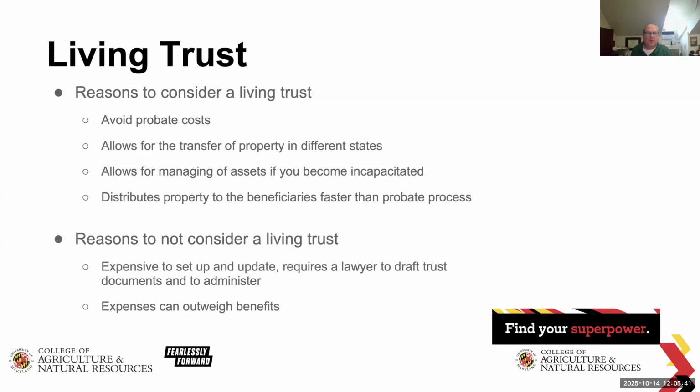If we have property in multiple states, it just allows for easier transfer because we can deal with it through the terms of the trust. If we're not doing it through that and we're going through a will, we have to probate the will in each state where you owned real property. We, like I said before, can manage assets if you become incapacitated, and typically we can distribute property to the beneficiaries faster than the probate process.